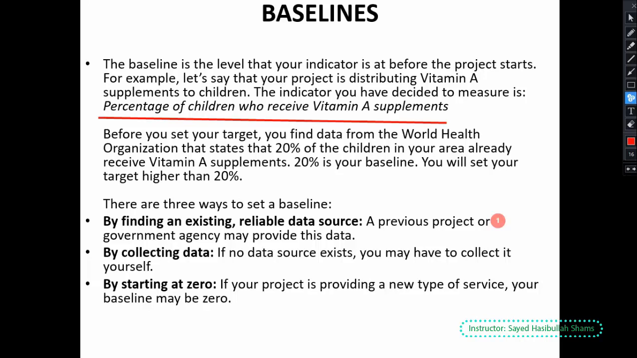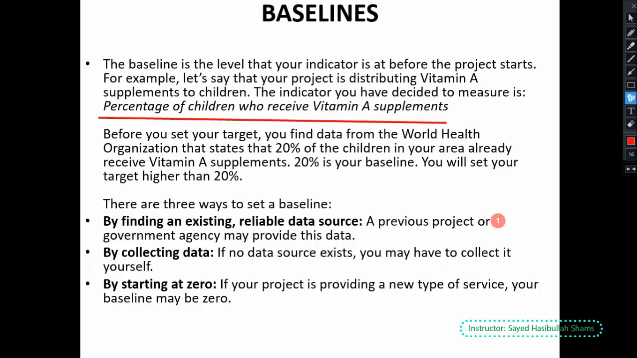We will have very reliable data from reliable data sources that have already worked in this area, for example WHO and different governmental organizations or agencies that have already worked on the project that you will implement for the community or for that area. So this is very good practice, to take data from a reliable data source.